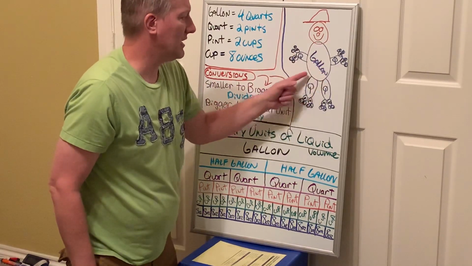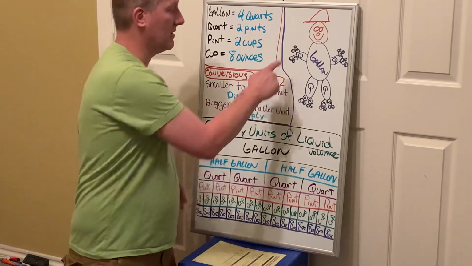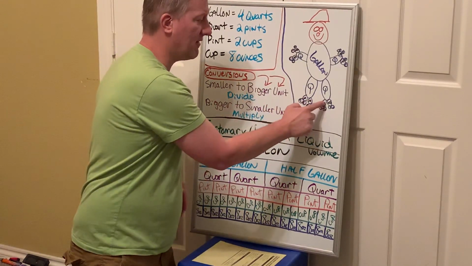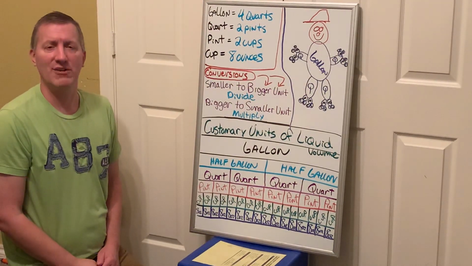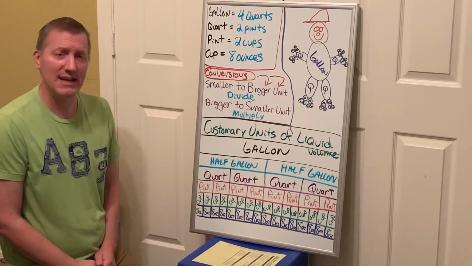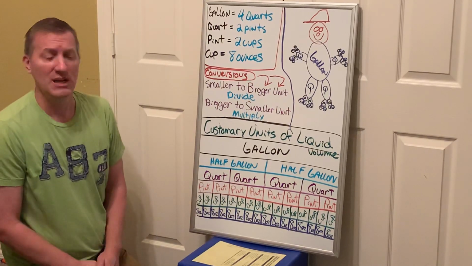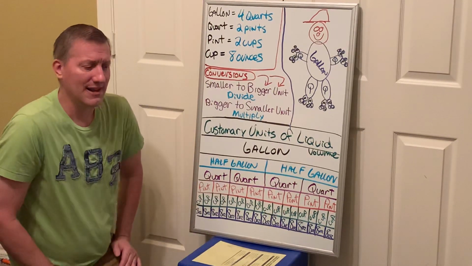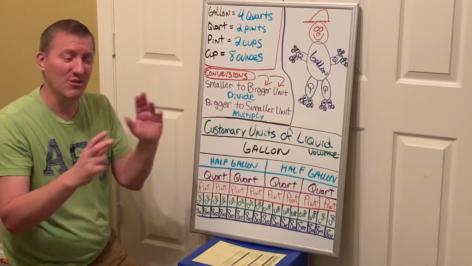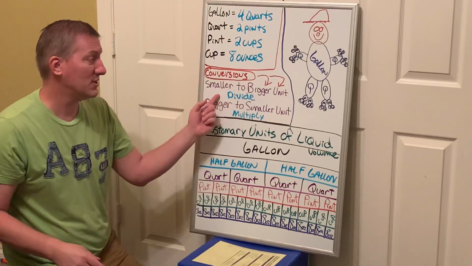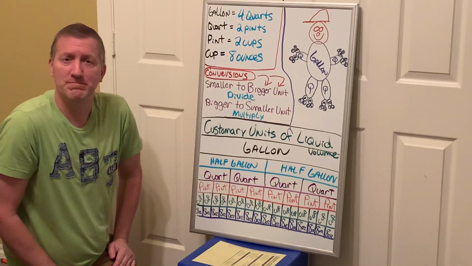And in 1 gallon, I can easily see how many pints there are: 1, 2, 3, 4, 5, 6, 7, 8. That comes in very handy when you are working on recipes, changing your oil, and many things you do around the house. You need to know those measurements, and you need to be able to convert them from bigger to smaller or smaller to bigger, depending on what you're doing.